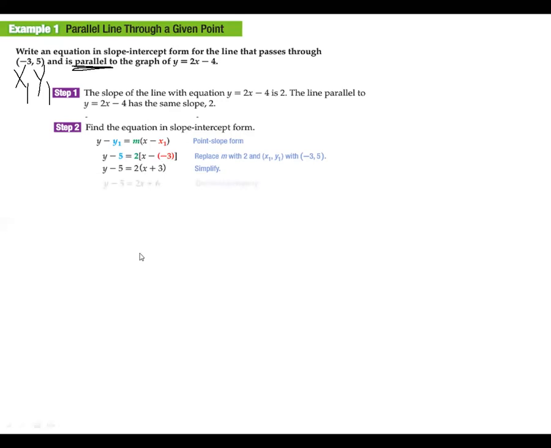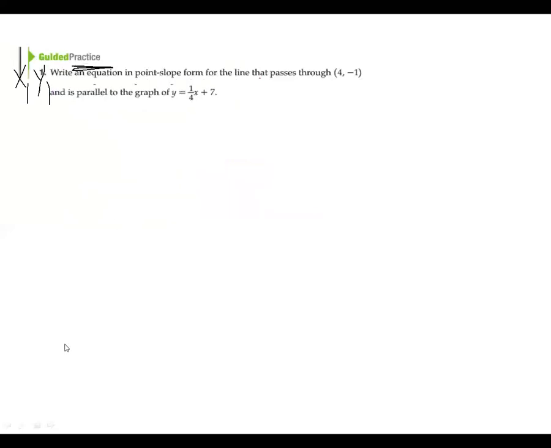Then we're going to distribute the 2, so the 2 times the x gives us 2x, and the 2 times 3 gives us 6. Then add 5 to both sides to get y by itself, and you have y equals 2x plus 11. Notice that the equation of the line that they gave you and the parallel line have the same slope of 2. All right, so here's one for you to try. Go ahead and pause the video and give it a whirl.